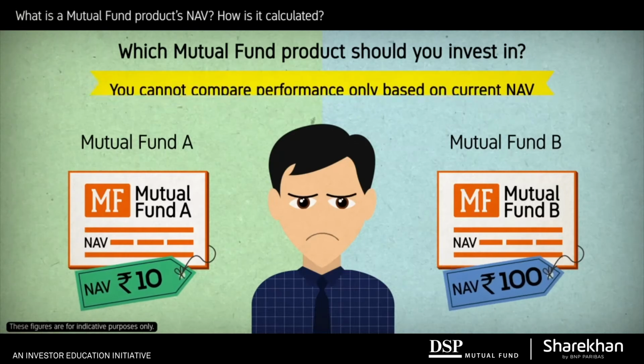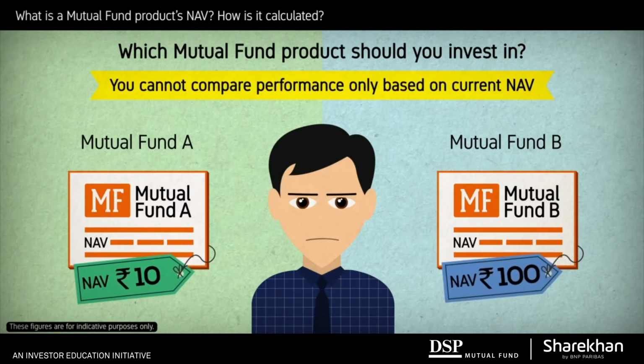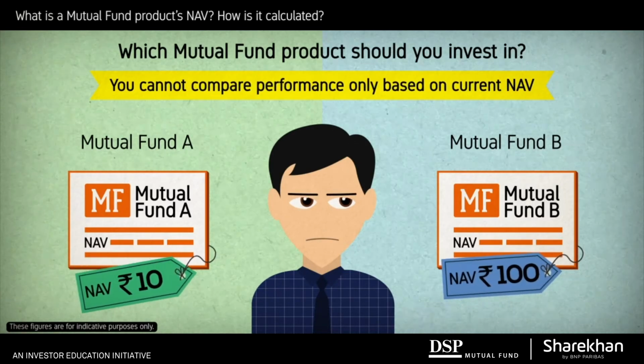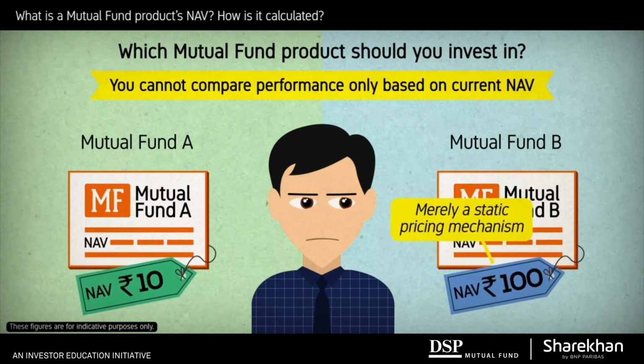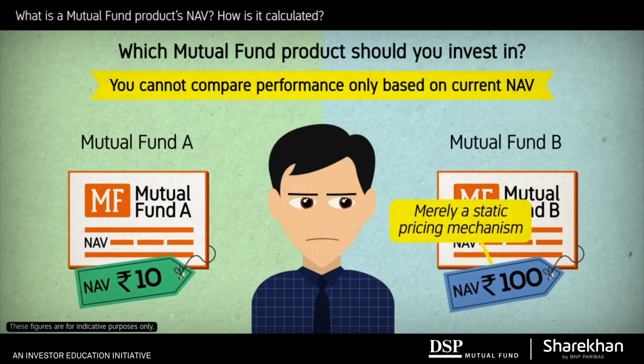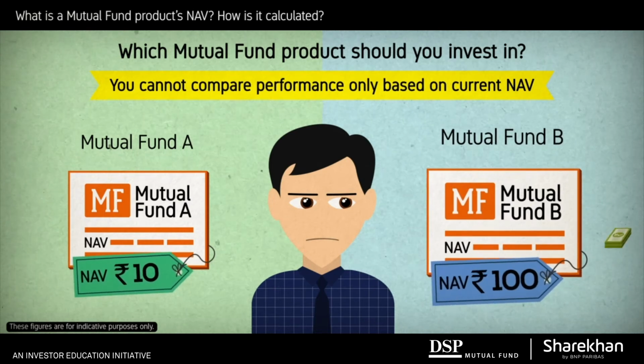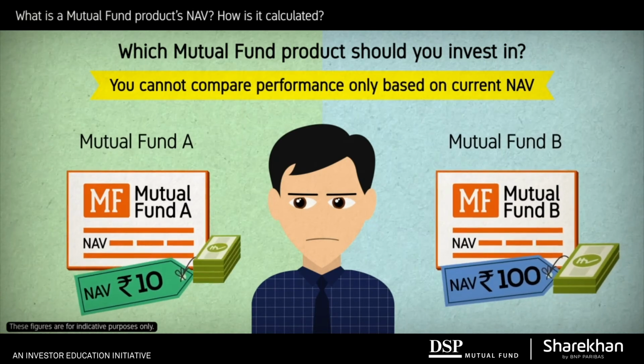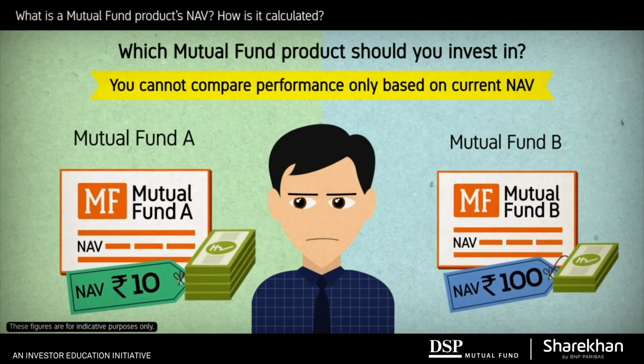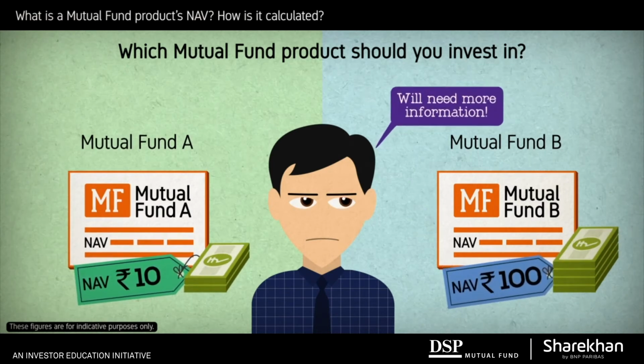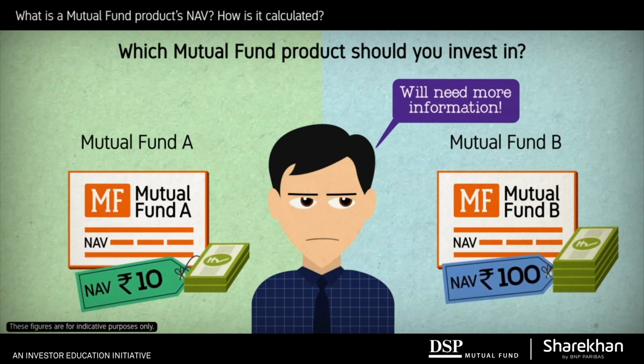The answer is that you cannot simply compare the performance of two products only based on NAV, because a product's NAV is merely a static pricing mechanism. A product with a higher NAV may in fact give you lesser returns than another product with a lower NAV, or maybe the other way around. You'll need more information to make an informed decision.